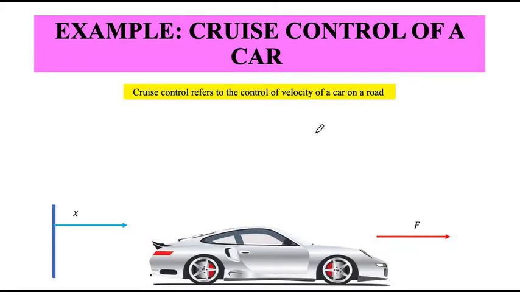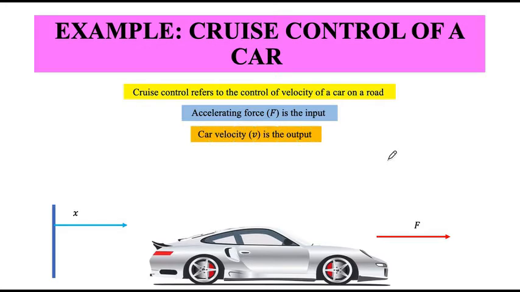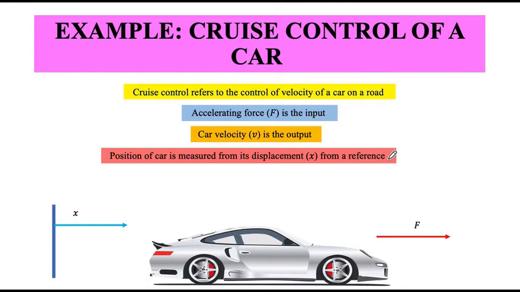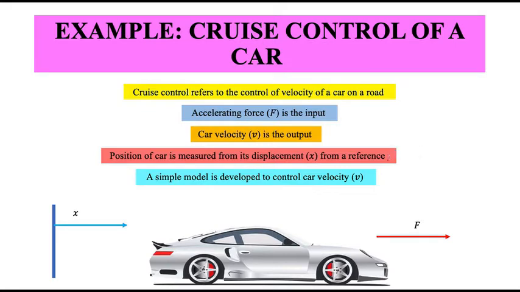Cruise control refers to a control of velocity of a car on a road, where input comes in the form of some kind of acceleration force. The measured output is usually the car velocity, and then we usually measure the position of the car, how much distance it has traveled typically from the reference point. So how do we capture all these dynamics? There is a certain force which generates a displacement and in turn a velocity.